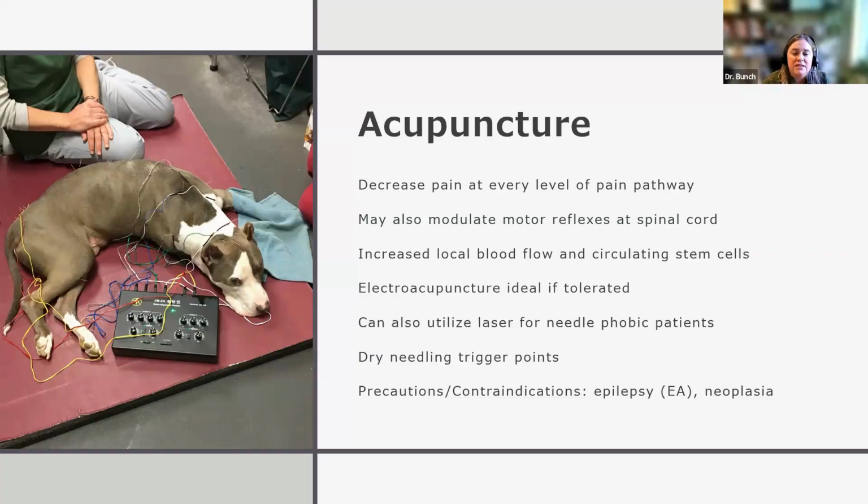Precaution, mainly just again, electroacupuncture use in epileptic patients. I generally avoid that. And then neoplasia, absolutely can use acupuncture in a neoplastic patient. I just generally don't stick needles really close to the area of the lesion of the neoplasia. If I know there's a cancer there, I'm going to go to other areas instead. But since we're getting central effects and spinal cord level effects, it's still okay that we're not right near the lesion.